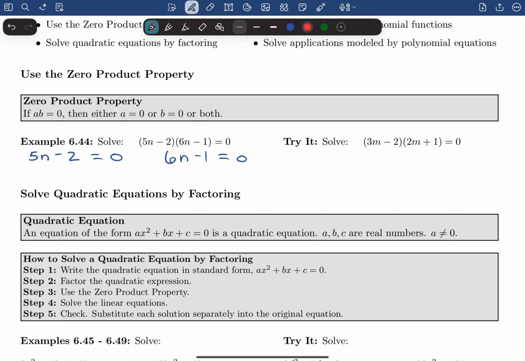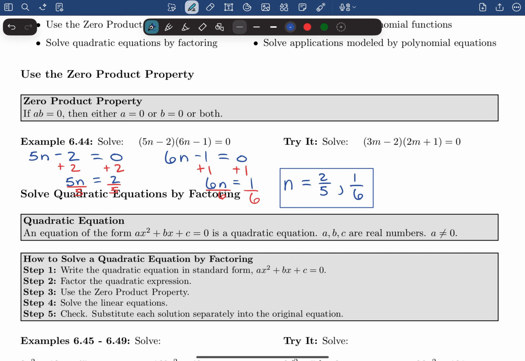Okay, so when I solve for n in both equations, I would add 2, or in this case, add 1 from one side to the other. And then I'd find out that 5n is equal to 2, and I'd also find out 6n is equal to 1. And then we could divide the equation by 5, or in this case by 6, and we would find the solutions for this example, right? The solutions would be that n, the variable, could equal 2/5, and it could equal 1/6. So there are two solutions for what n can equal.